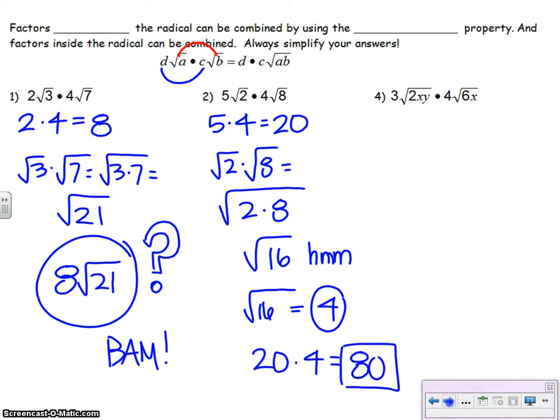If we were to have written our answer as 20 times the square root of 16, that's not complete because we need to actually evaluate the square root of 16 because it's a perfect square.